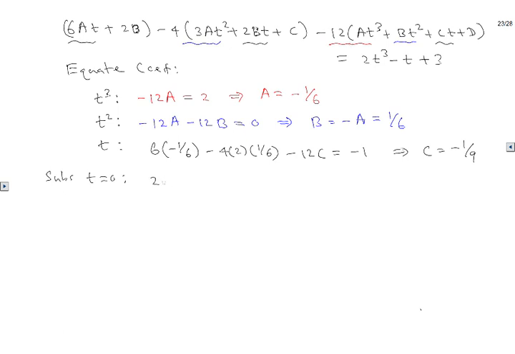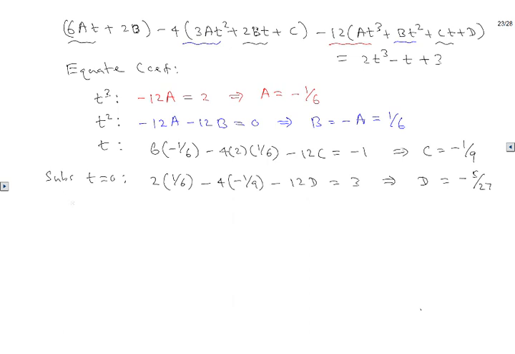So it is 2 times b, which is 1/6, minus 4 times c, which is −1/9. We already found what c is, and then −12d = 3, and then we can simplify this. You're going to end up getting −5/27. So that's the d value. Okay, so we get all the values. Now we're going to write the solution.